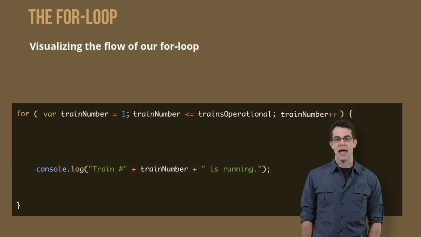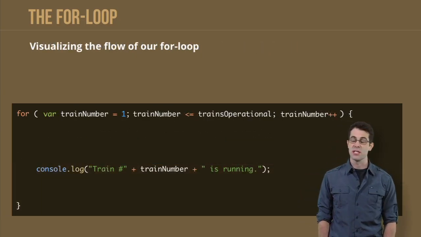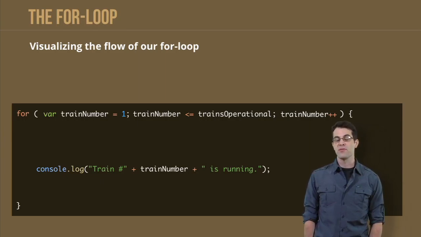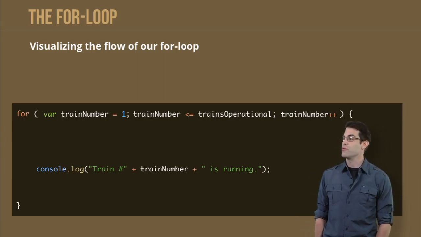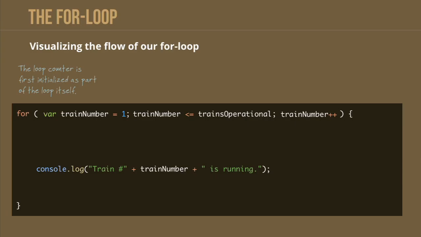Now let's take a look at how this for loop actually proceeds through the code to sort of get a visualization for the flow of the for loop. In the first statement, the train number variable will be initialized to 1. After that happens, that particular code will never be run again. Once that first statement is executed, it is finished and over. It will move on to check the condition in the second statement.